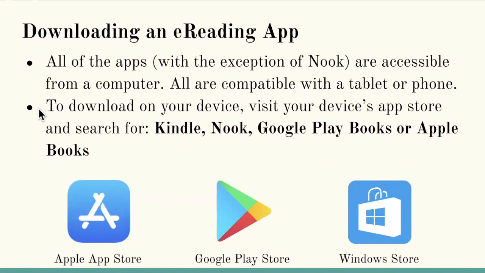Now we're going to go through the process of downloading an e-reading application onto your device. All of the apps, except for Nook, are accessible from a computer as well, and they are all compatible with a tablet or iPhone, or phone, sorry. And to download one onto your device, you want to visit your device's app store and search for the name of the app. So whether it's Kindle, Nook, Google Play Books, or Apple Books. And depending on the device you're on, if it's an iOS device, you want to go to the Apple App Store. If you're on an Android device, you want to go to the Google Play Store. And if you're on a Windows computer, you would want to go to the Windows Store.